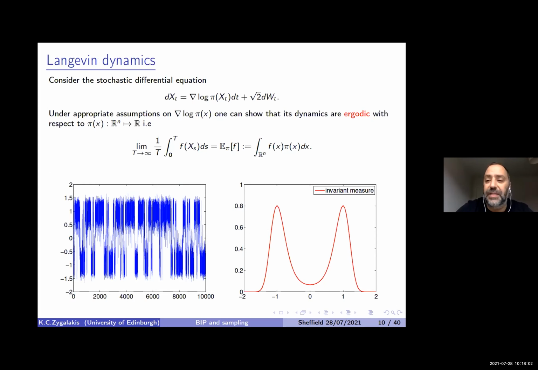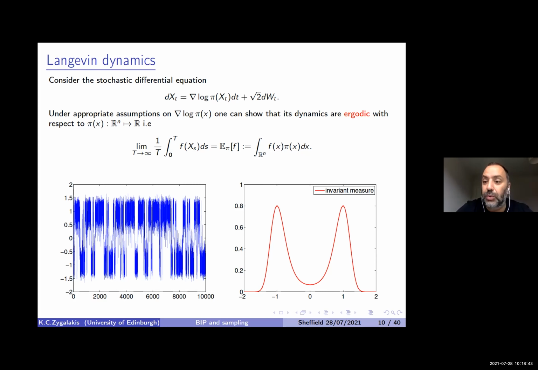Okay, the other computational device that relates more with sampling is the following stochastic differential equation, which is called Langevin dynamics. It looks pretty similar to what we had here. The difference is that now you have a bit of noise here, some stochastic fluctuations. And what you can basically show is that under appropriate assumptions on log pi of x, the dynamics are ergodic with respect to pi of x. You might not know what dynamics being ergodic means. There is a visualization here, but how is that useful in terms of what I started to do?